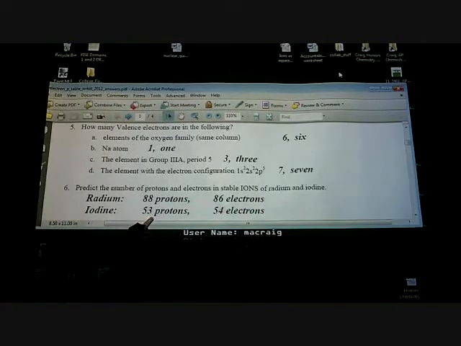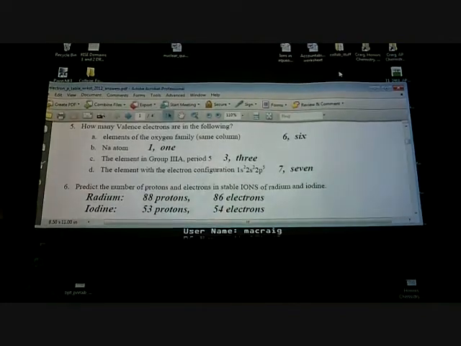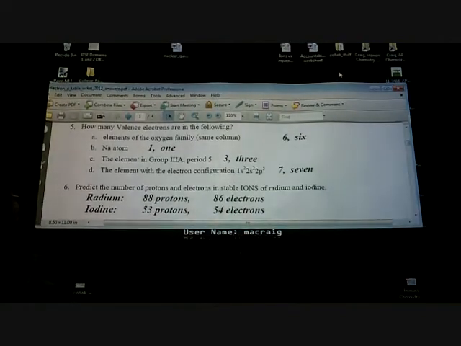If it gains, like iodine, which has 53 protons and is in group 7A, it needs 1 more electron to have an octet, or 8 electrons. Therefore, iodine will have what charge? -1. Good.